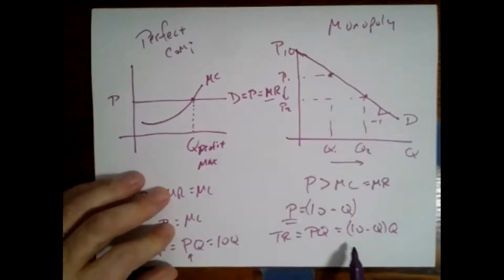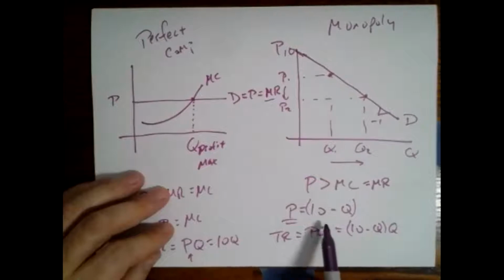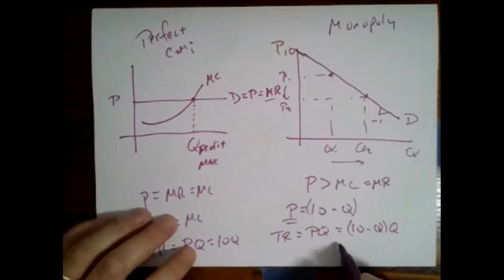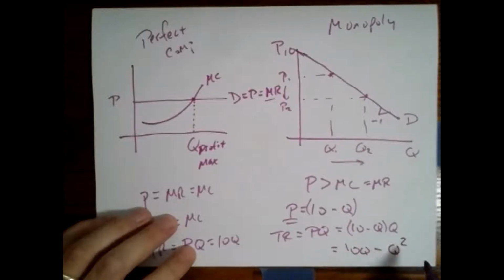So you're going to be inserting the expression for P. In this case it is 10 minus Q, but it could be 20 minus 1/2 Q, or 1,000 minus 37Q, or something like that. Whatever it is, you're going to need to know that to be able to plug it in for P. And then when you multiply that through, you're going to wind up with 10Q minus Q squared.